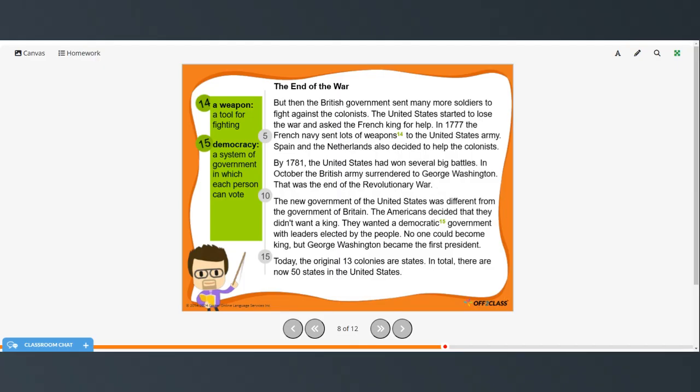The new government of the United States was different from the government of Britain. The Americans decided that they didn't want a king. They wanted a democratic government with leaders elected by the people. No one could become king, but George Washington became the first president. Today, the original 13 colonies are states. In total, there are now 50 states in the United States.